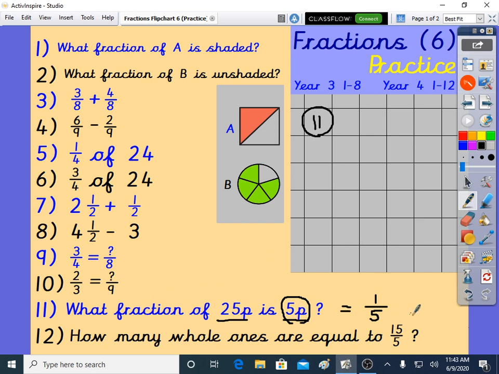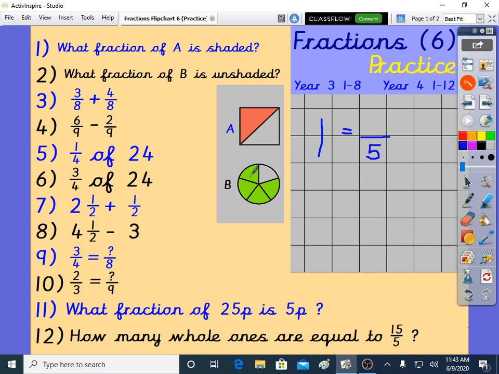These word problems may take quite a lot of practice to get the hang of. Last one though. Hopefully you're still with me, certainly year 4s. How many whole ones are equal to 15/5? Sorry, it's fifths, isn't it? We're looking at fifths. How many fifths in one whole?